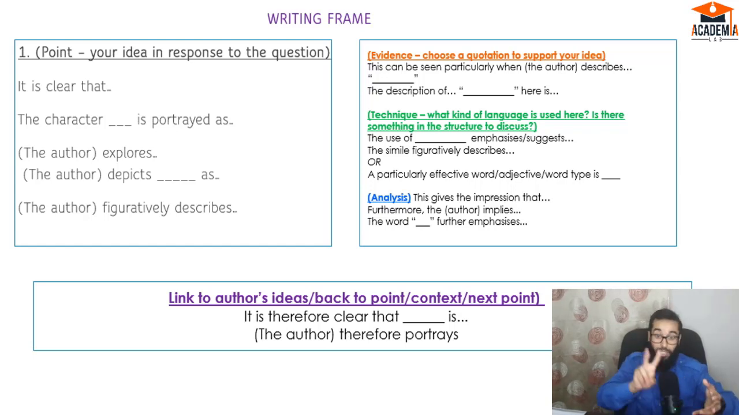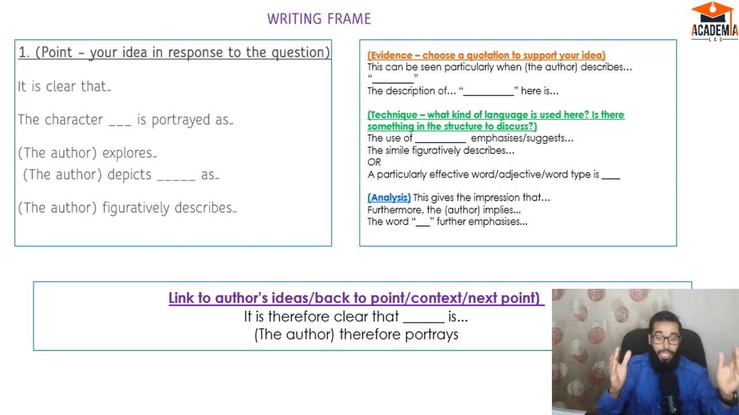Number two, your evidence. Your point needs to have evidence, and that evidence is quotes from the extracts in the previous slides, or from the text or the novel. The evidence is always quoted. This can be seen particularly when the author describes. This is how you can write it. This point that you've mentioned can be seen particularly when the author, you write the name, Charles Dickens or Mark Twain, describes, and then you put your quote there from the text. The description of, and then you quote, and you continue. You always quote your evidence. It is very important.